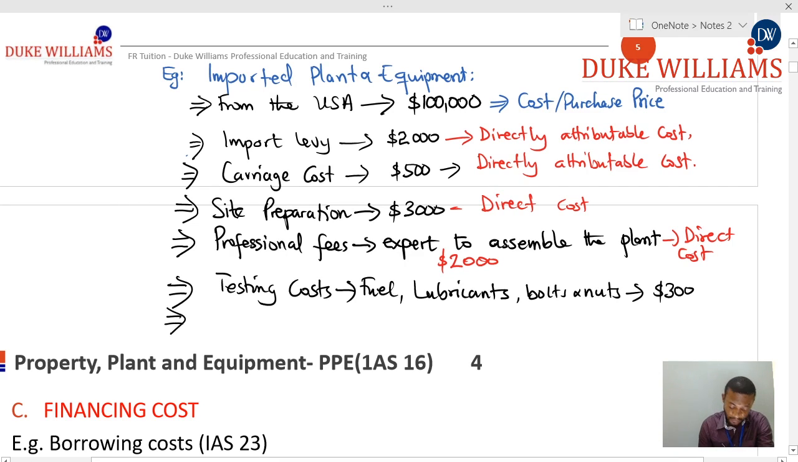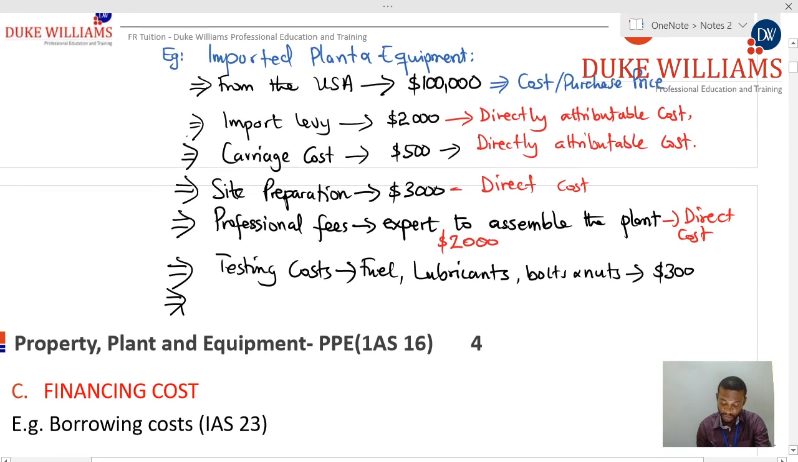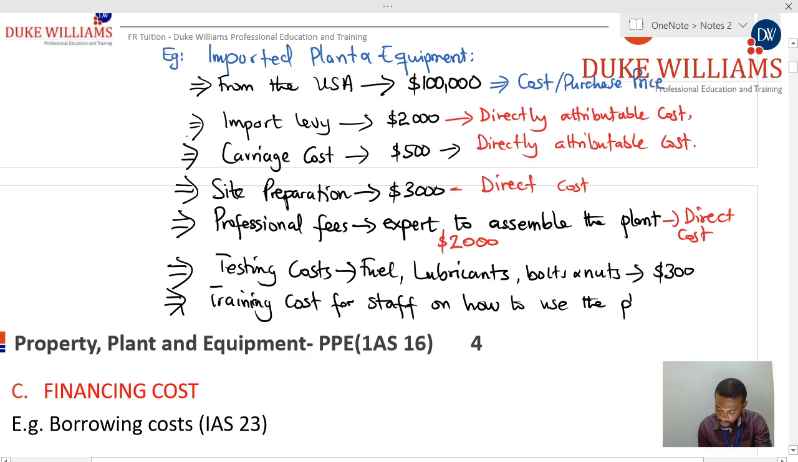And lastly, because we would want this expert to be servicing the machine and also get to train our staff, we have training costs for staff on how to use the machine. So let's say we have about another 1,000, and closely linked to this is what I was saying, that we have a maintenance service and maintenance contract with the expert.